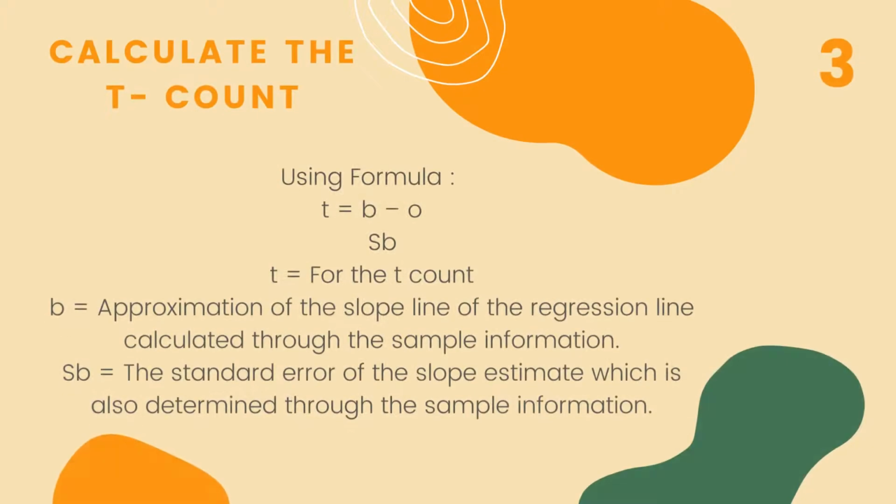The third step is to calculate the t-count, using the formula t equals b minus 0 divided by sb. T is the t-count. B is the approximation of the slope of the regression line calculated through the sample information. Sb is the standard error of the slope estimate, which is also determined through the sample information.